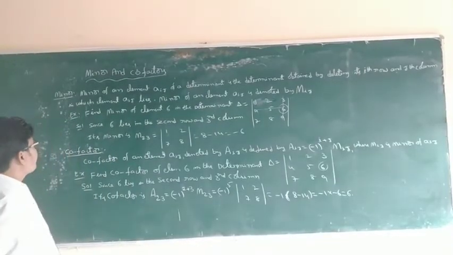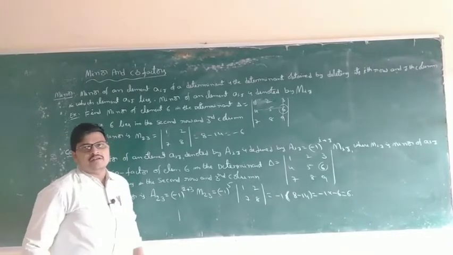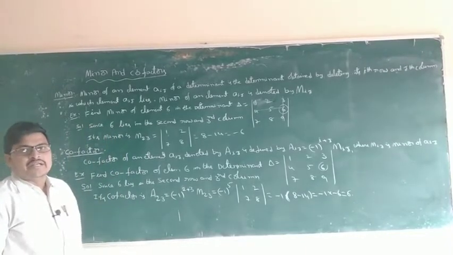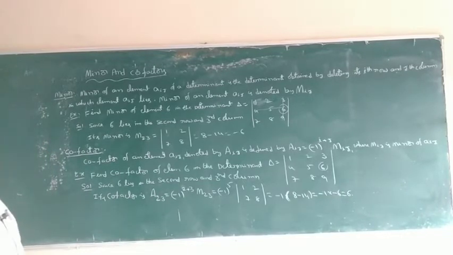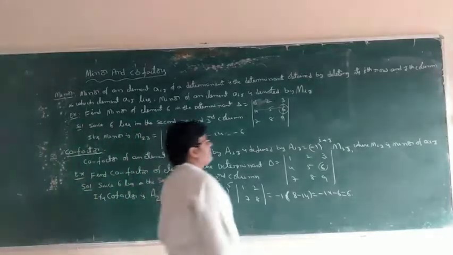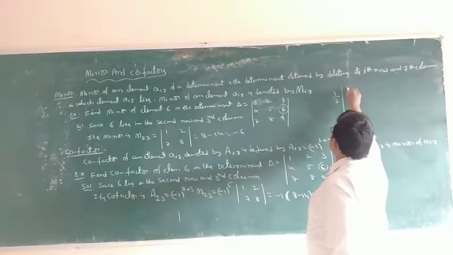Yesterday, what did we learn? Area of the triangle by using the determinants. So what is the formula for the area of the triangle by the determinant?